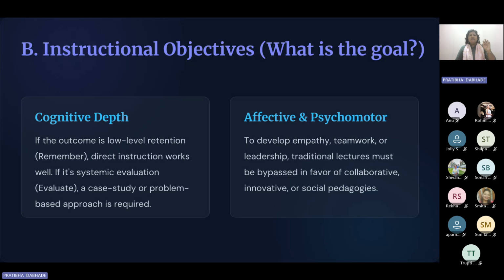Here you can see again the focus is given on the three kinds of domain: cognitive, affective, and psychomotor, right? If the outcome is low level retention, that is remember, direct instruction works well. If it is systematic evaluation, a case study or problem based approach is required. See, again, what does it mean? First I will read about the affective and psychomotor domain, then I will explain to you.